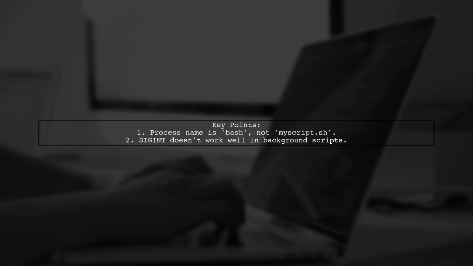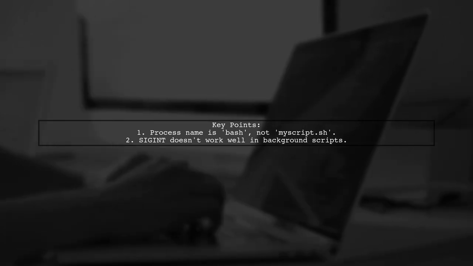When running a bash script using system calls, the process name is actually bash, not your script name. This can affect how signals like SIGINT are received. When you start the script from a terminal, it shows as a foreground process, but when started via system calls, it appears as a background process, which doesn't handle SIGINT properly.